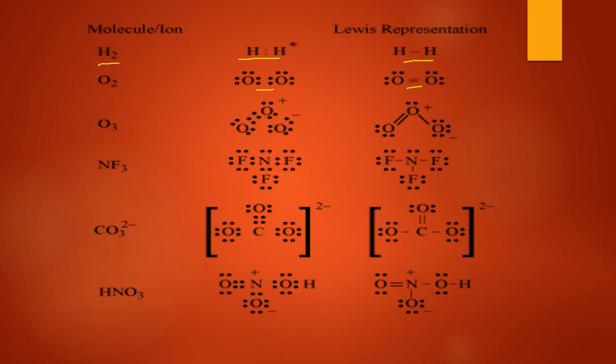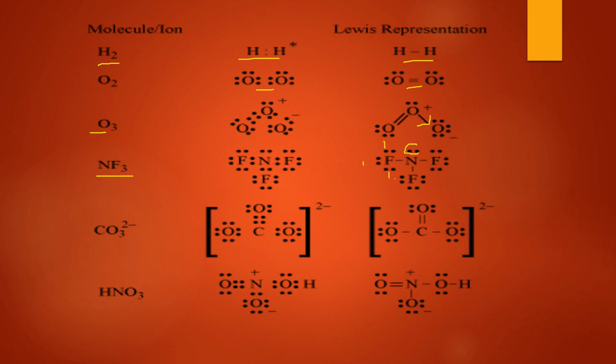Now the next is ozone. First you place 3 oxygen atoms in this manner, and then two electron sharing, and this is the coordinate bond formed between them. This is actually the coordinate bond, right? Now the next is NF3, nitrogen and 3 fluorine. Nitrogen is less electronegative, so it is in the center. Fluorine is more electronegative, so it is around the nitrogen, and one electron sharing takes place, and nitrogen is having 1 electron pair, and each fluorine is having 3 electron pairs with it.